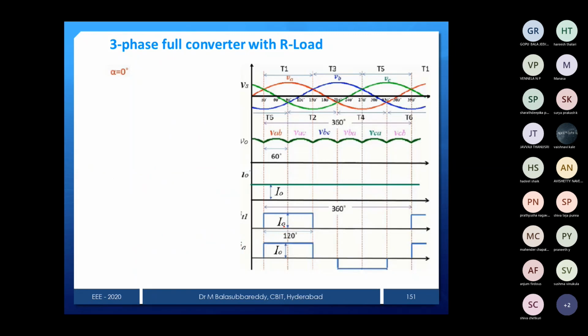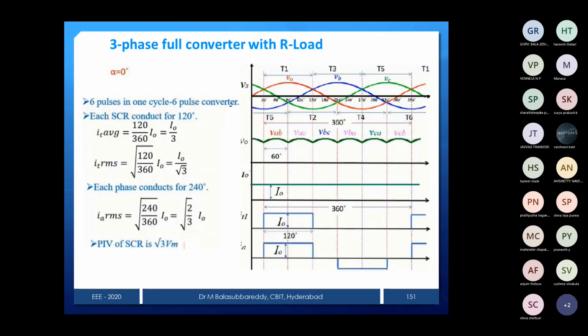Now we want to derive the expressions, and we can easily derive them. How will you get the average? Each SCR conducts for 120 degrees, as I mentioned already. Each pair of devices is different; each pair of pulses is different. Out of a total of 360 degrees, there are only 6 pairs, so 6 pulses. That is why each pair of devices will conduct for 60 degrees.